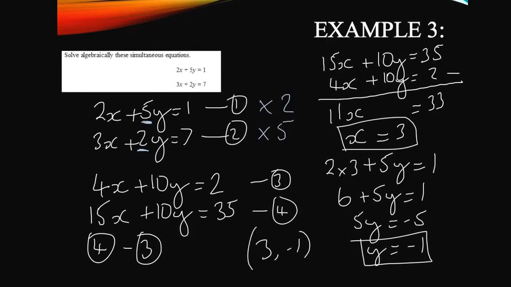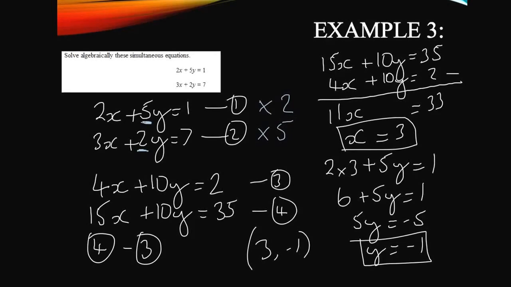Okay, so we've seen different ways of eliminating the variable, either eliminating x or eliminating y. We've looked at adding them in the first couple of instances because I had a positive and a negative sign. We've looked at taking them away, like we did here, because the signs were the same, so I've taken one away from the other.